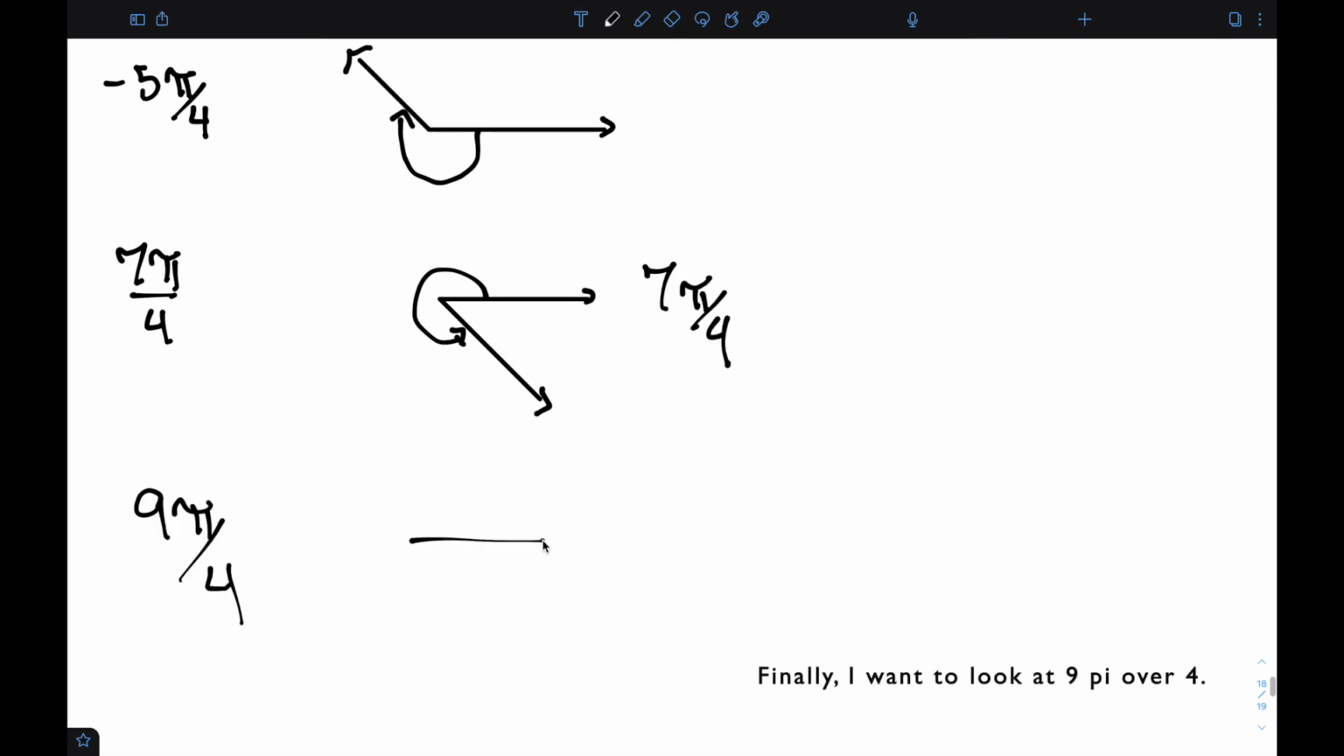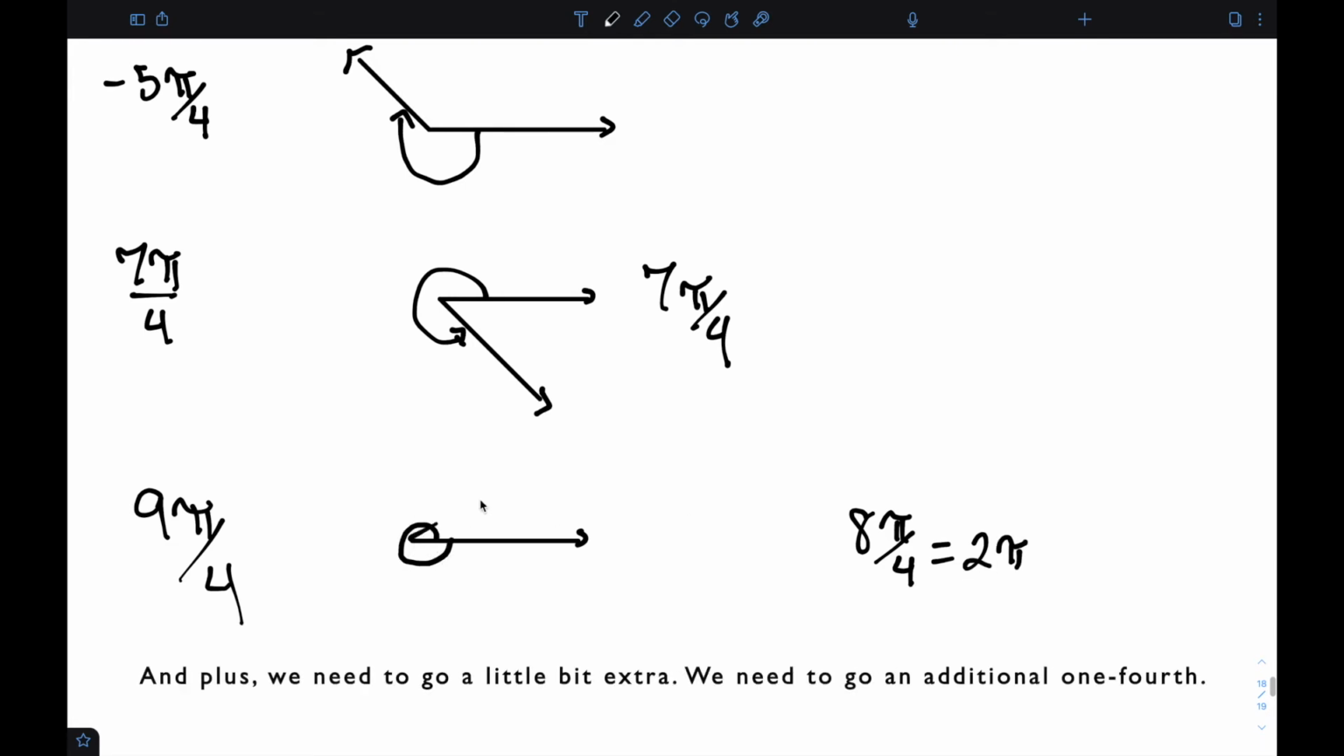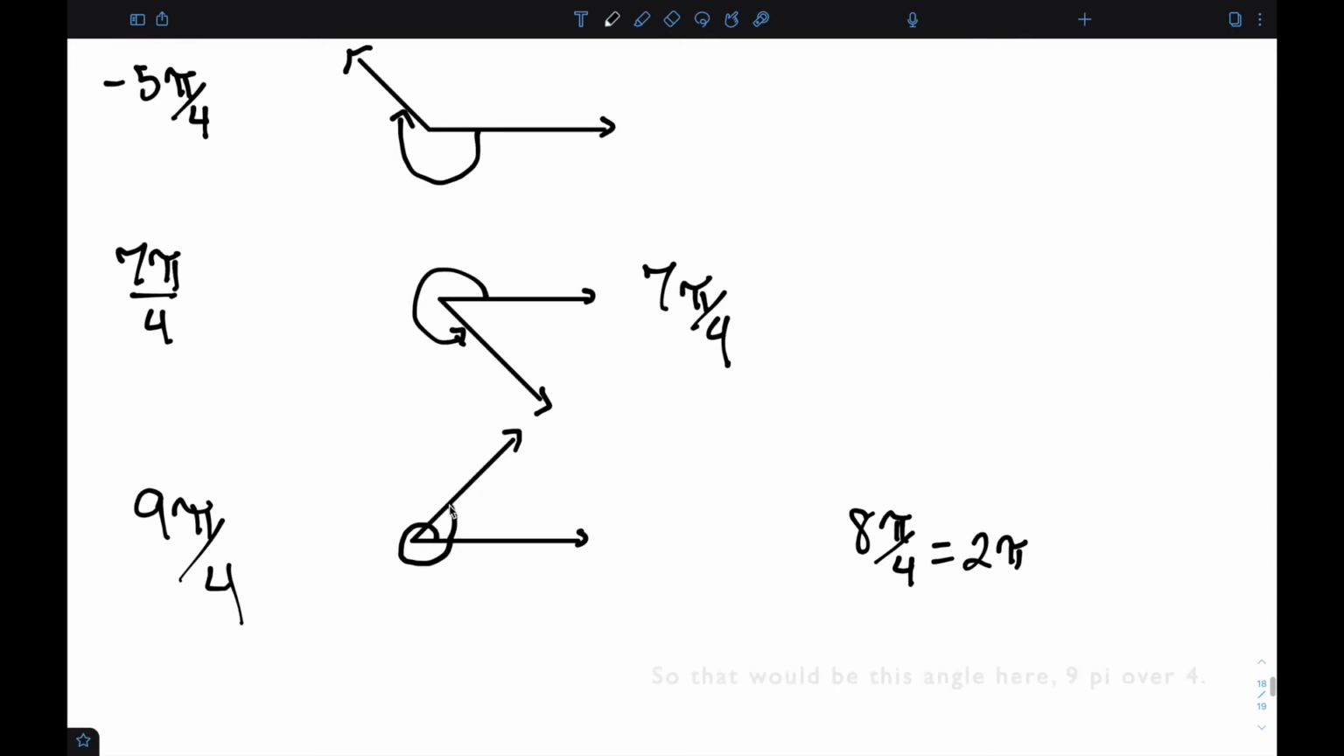Finally, I want to look at 9 pi over 4. 8 pi over 4 is equal to 2 pi, so that's a full rotation. And then plus we need to go a little bit extra. We need to go an additional 1/4. So that would be this angle here, 9 pi over 4. We have to wrap around a full rotation plus a little bit extra.